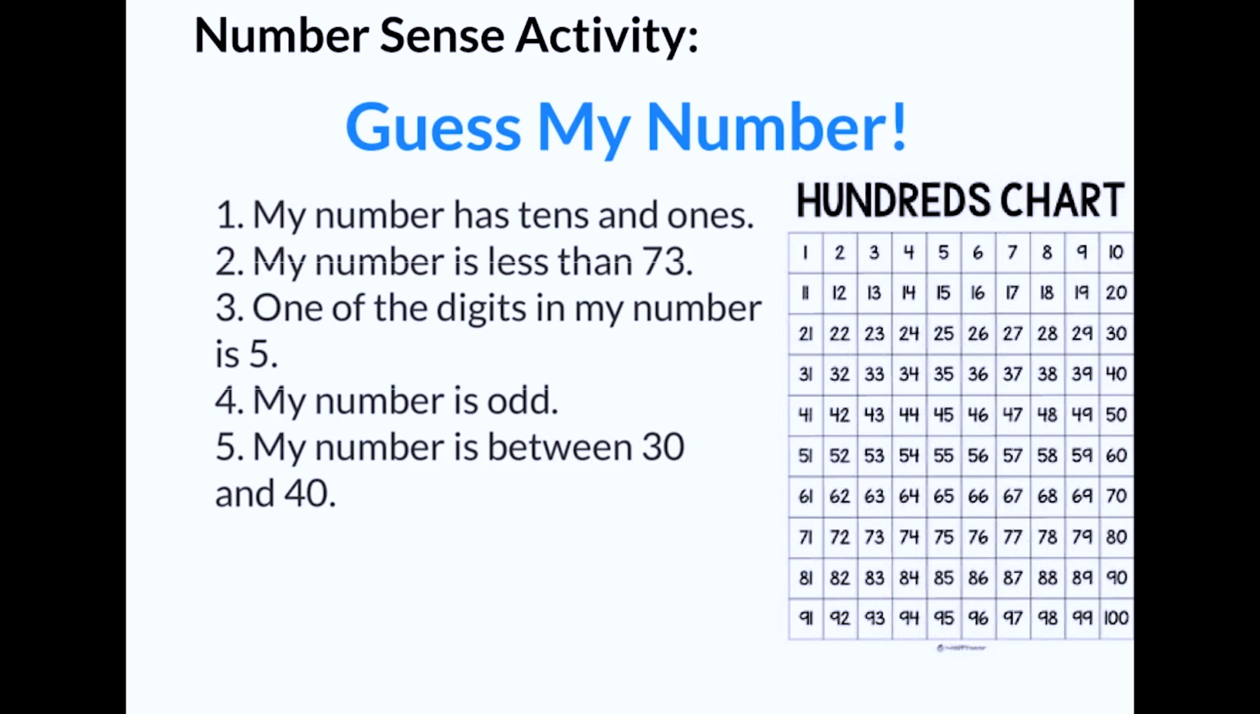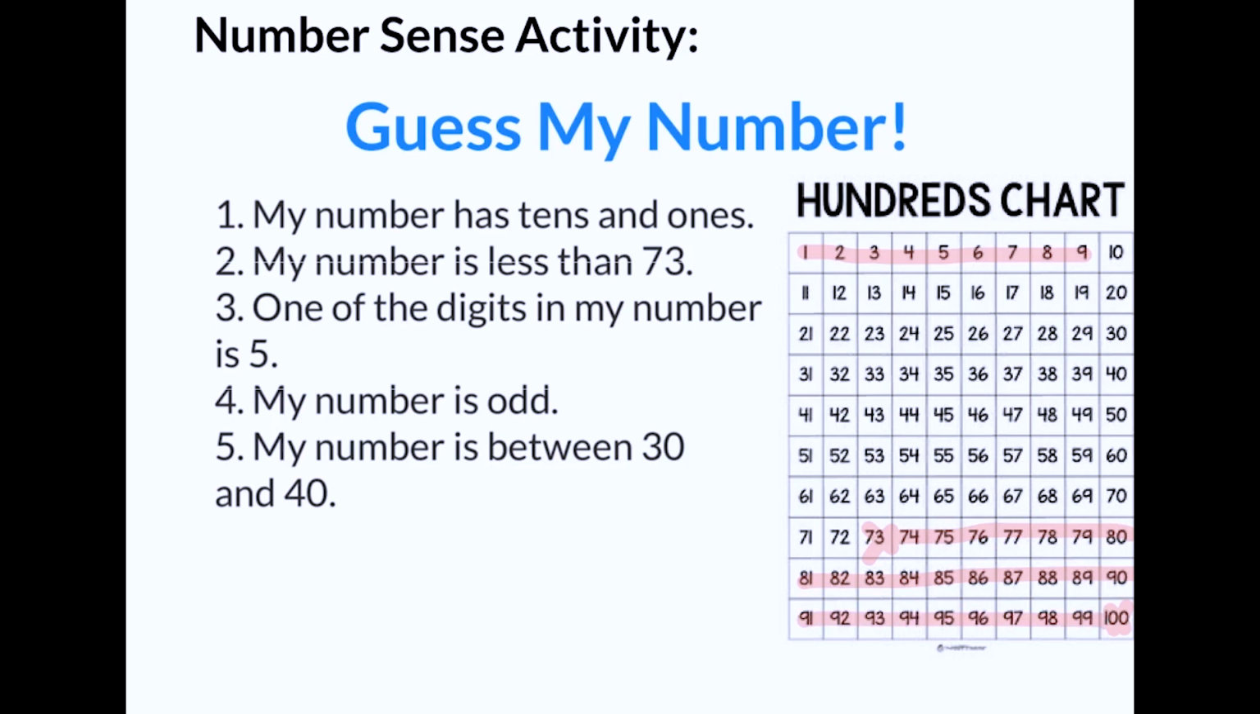If you're not sure, we can use a hundreds chart to organize and keep track of our information. Clue 1 said my number has tens and ones. That means it can't be the numbers 1 through 9 because those don't have a tens place. And it can't be 100 because that has a hundreds place. Clue 2 says that my number is less than 73. That means the number can't be 73 or any of the numbers that are greater than 73.